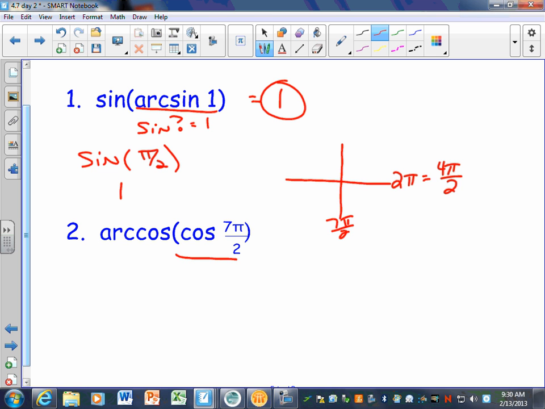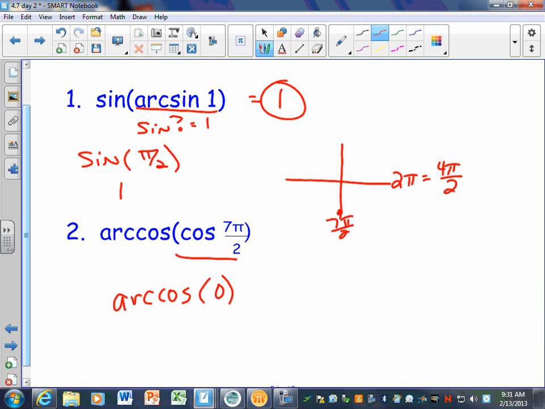And what is going to be the cosine of any point down there on the y-axis? 0, because cosine is the x, which means I could replace this with 0. And then this is exactly what I did yesterday on my homework, hopefully. Now I'm going to do the outside.